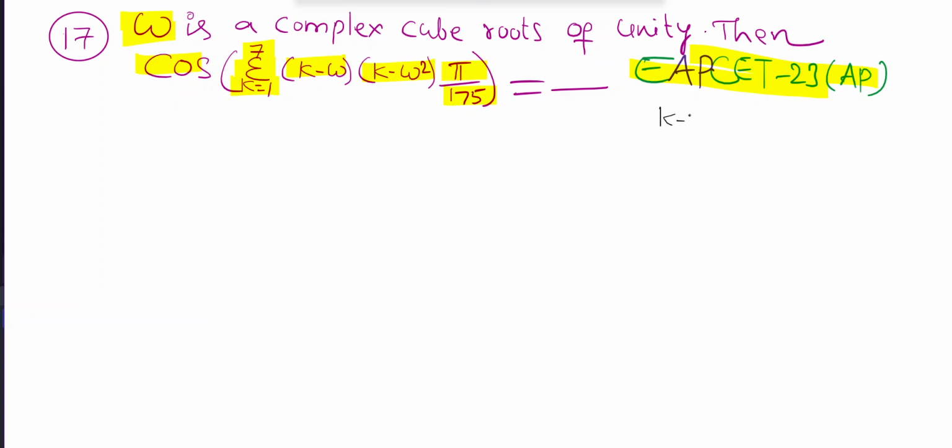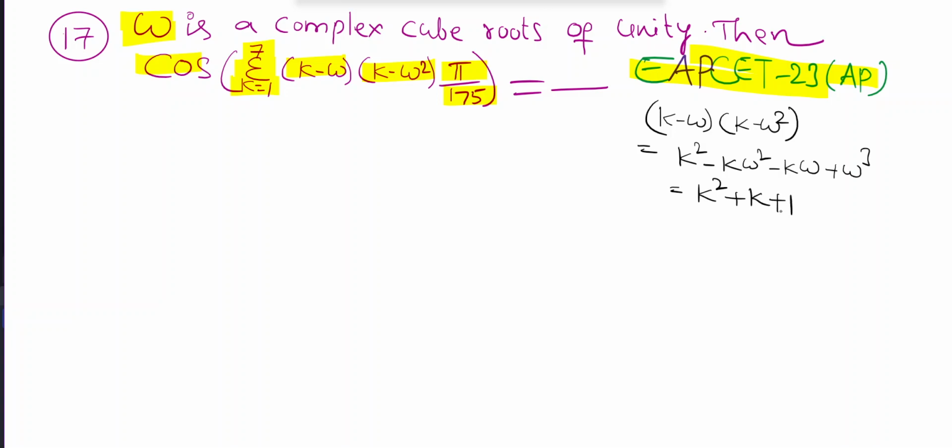First to find this value, k minus omega into k minus omega square. Multiplying these two, that is k square minus k omega square minus k omega plus omega cube, that is equal to k square. Take minus k common, omega square plus omega, that is minus 1. This is k plus 1. Omega cube is 1. This value is k square plus k plus 1.